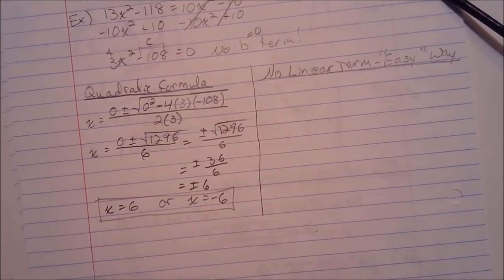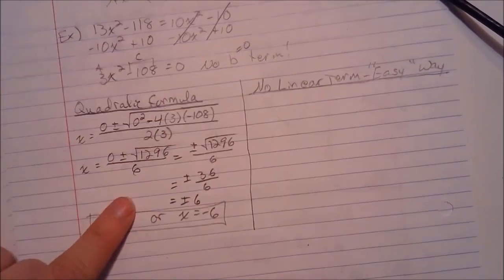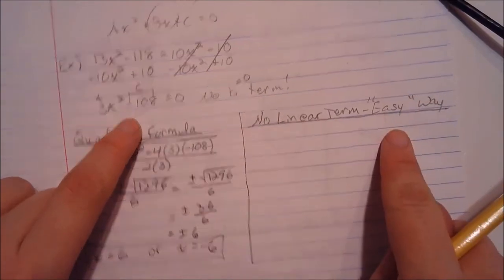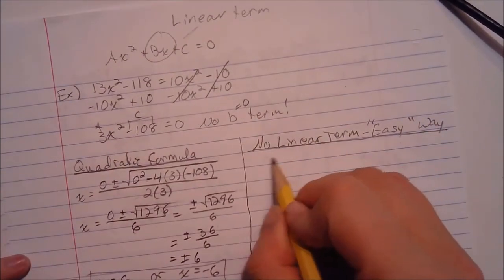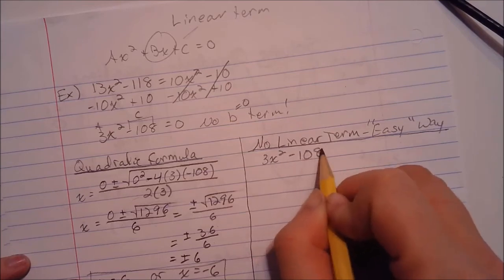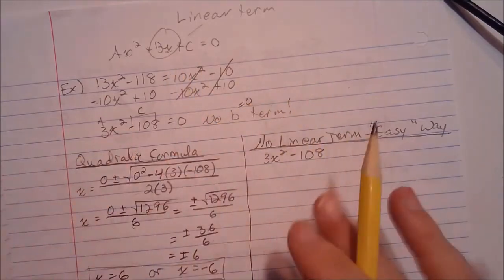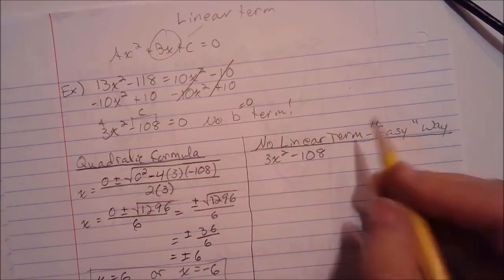Okay. So that's the quadratic formula way again. Now, since I have no linear term, there's an easier way to do it, and let me show you that just in case you might like it better. But you can't always use this. You can only use it when you're missing that x term, okay? When you're missing the b. If the b is there, then you can't use this way.